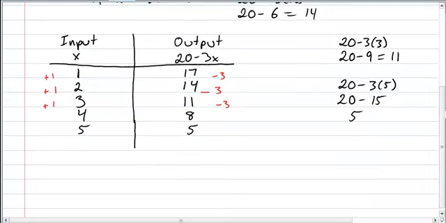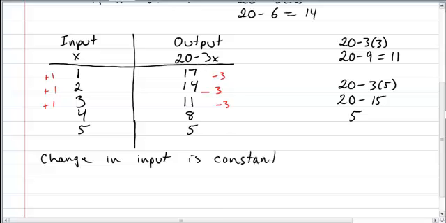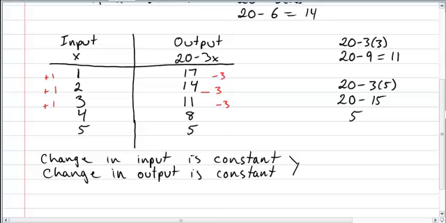When the change in input is constant, in this case it's plus 1, and the change in output is constant, when we have those two conditions, we have what's called a linear relation.